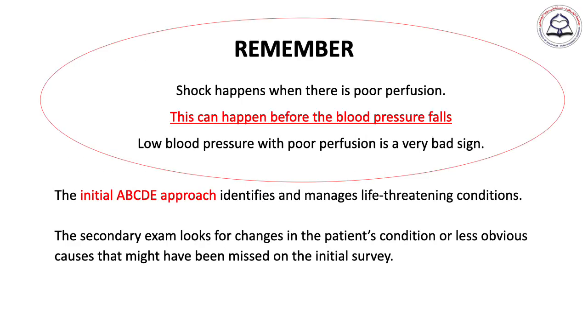Remember that shock happens when there is poor perfusion. This can happen before blood pressure falls. As we mentioned, in those with strong sympathetic outflow, usually the drop of blood pressure happens late. Low blood pressure with poor perfusion is a very bad sign. It means that it is decompensated shock. Initially, you start with the ABCD approach to identify and manage life-threatening conditions. Then you go through the SAMPLE history and then you do the secondary survey, looking for changes in the patient's condition or less obvious causes that might have been missed on the initial survey.